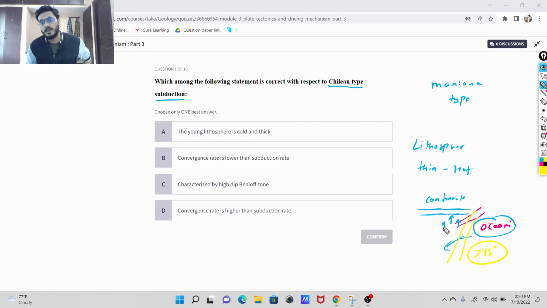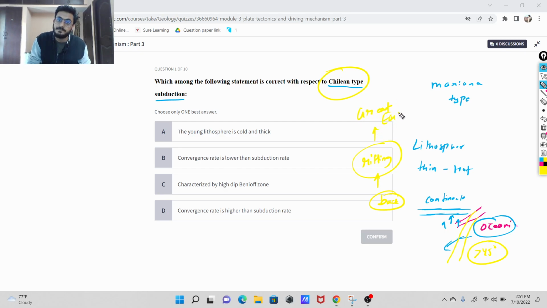And here the back arc basin forms, and in case of Chilean type, there is a lot of rifting in this zone. Because of this rifting, there is a great earthquake related to Chilean type of volcano. Is it clear? Now let's see the options from here. The young lithosphere is cold and thick, so this is wrong. As I told, it is thin and hot.